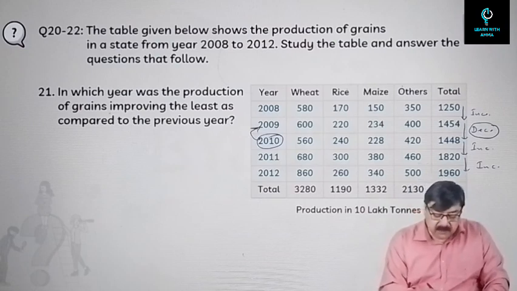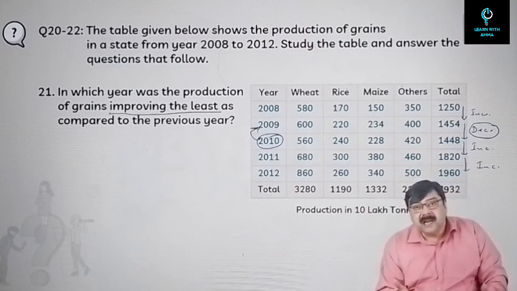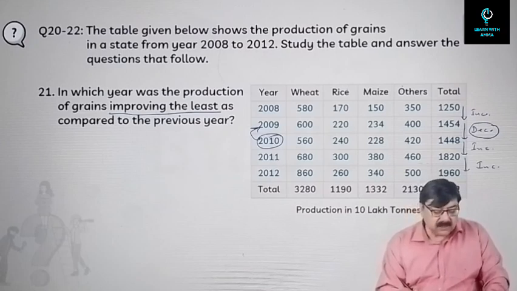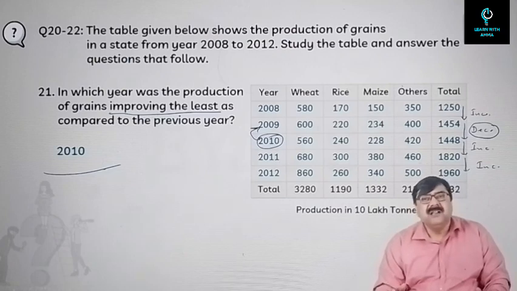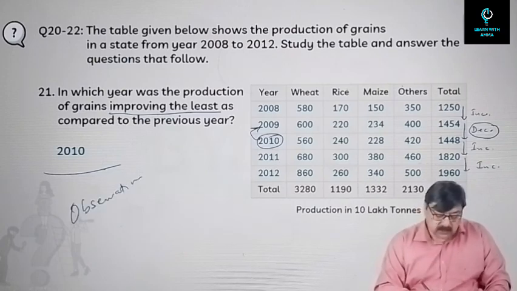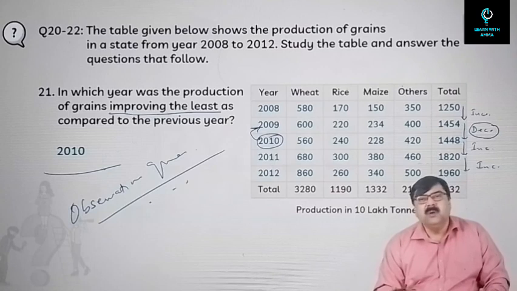So obviously the improvement is the least. It is a decline basically. So this happens in 2010. That should be our answer here. So as you can see, this is just an observation-based question. No calculation required as such.